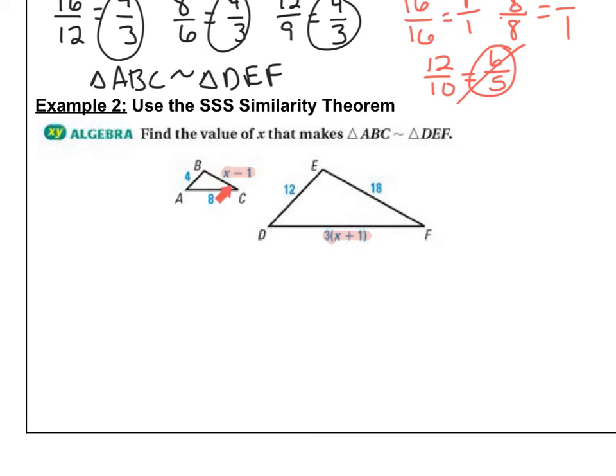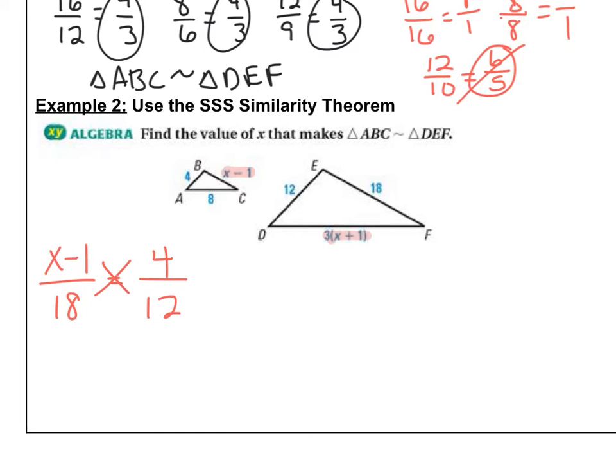I know that x minus 1 is on BC, so I'm going to write x minus 1 on top. BC corresponds to, if I look up here, the last two letters, so it's going to be the last two letters over here. So EF is going to be 18. Now I want to use the sides that do not contain 3x, or 3 times the quantity x plus 1. So I don't want to do DF, I'm going to do DE. So on the bottom will be 12, and that corresponding would be the number 4, okay? Because DE would correspond to AB, and that's 4.